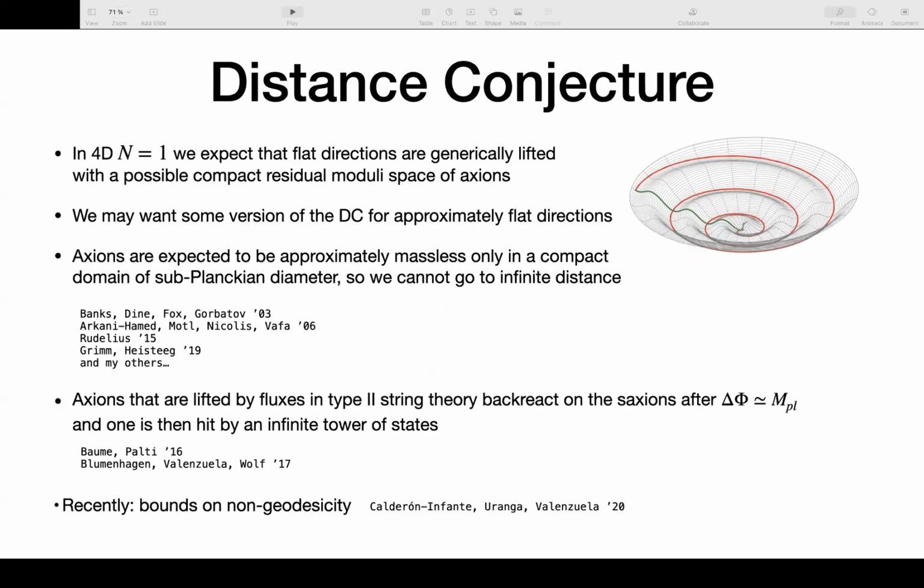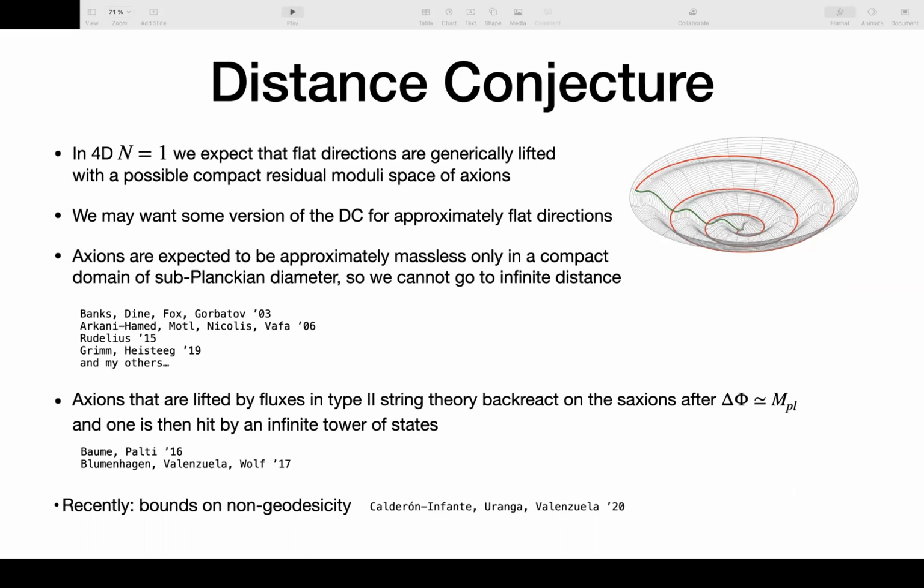Regarding the presence of a potential, we expect that in N=1, flat directions are generically lifted, and at most we may have a residual moduli space of axions. But we may actually want some version of the distance conjecture also in this setting for fields with a potential. And regarding the axions, these are expected to be approximately massless only in a compact domain of sub-Planckian diameter if we have a potential, so we cannot go an infinite distance in these directions.